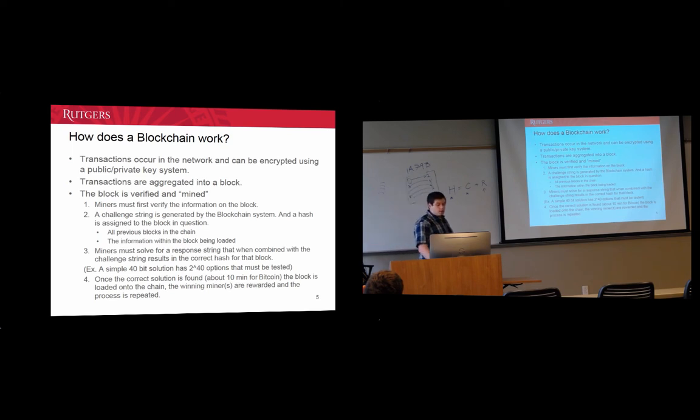Okay? So once that happens, the correct solution is found, the winning miner, so several miners are trying at the same time to guess the correct response string. Once the winning miner is picked, they get rewarded through the blockchain system, and they move on to the next one. Everyone moves on to the next one, right? So this is how Bitcoins are introduced into the system. People mine by doing this, by coming up with their response strings, and they get rewarded Bitcoins, right?